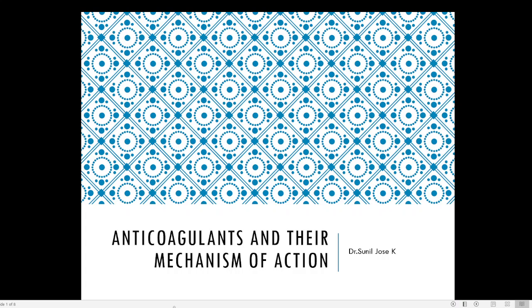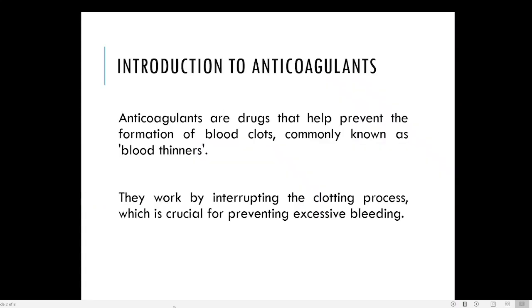So in the use of anticoagulants, you have an idea what an anticoagulant is. Something that prevents clotting. Anti means against. Coagulation means clotting. So any substance that prevents clotting is known as an anticoagulant. These are drugs that help prevent formation of blood clots, and sometimes they are known as blood thinners. That is another term for anticoagulant. They work by interrupting the clotting process.